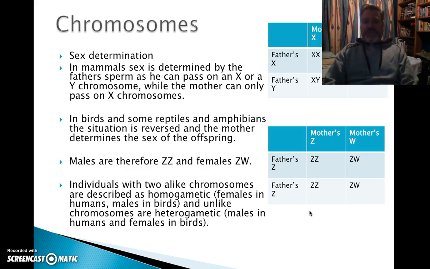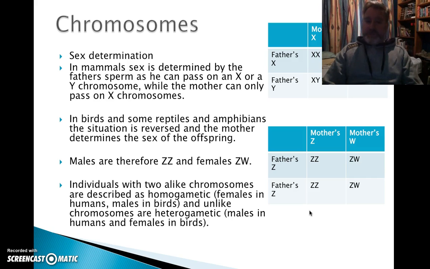Interestingly enough, of course, sex determination is one of those things that comes up. And the famous old question was always about Henry VIII killing all his wives because they couldn't give him sons. But of course, the problem was his own DNA. The male in mammals determines the sex of the child because they pass on the Y chromosome in half of their sperm. The female can only pass on X. So it's the male's job, if you like, to determine sex.